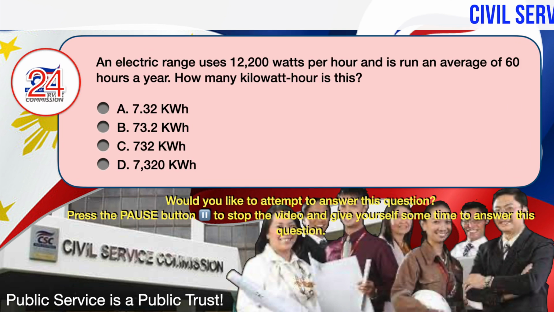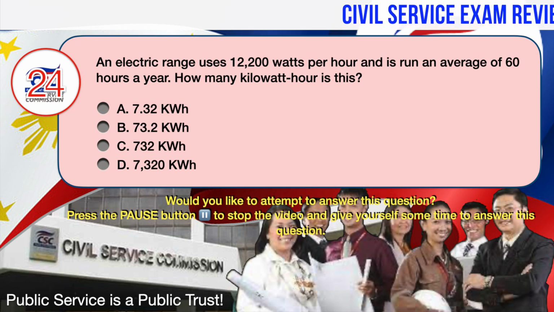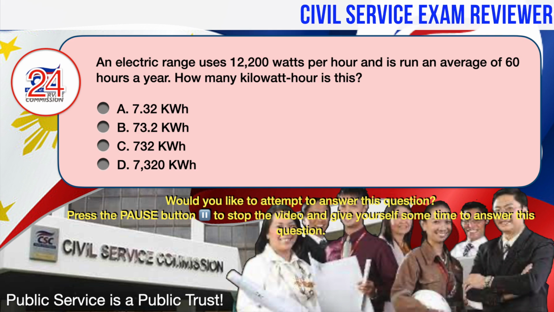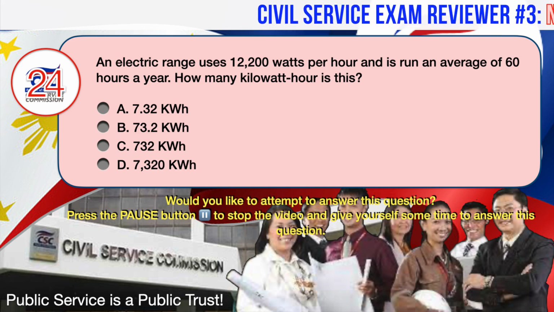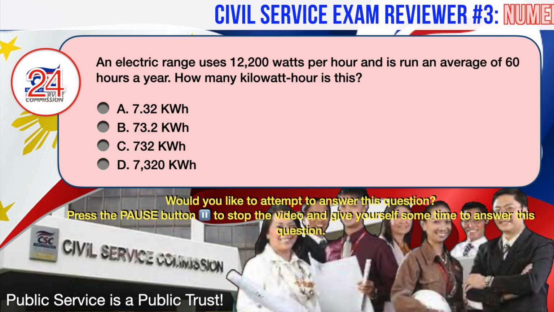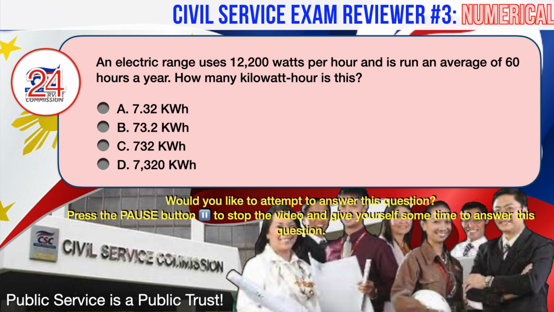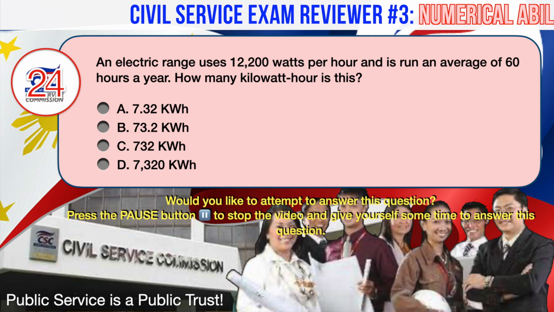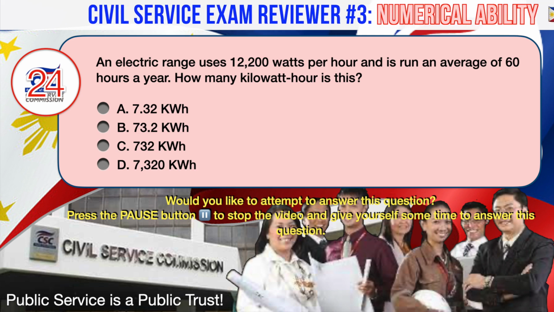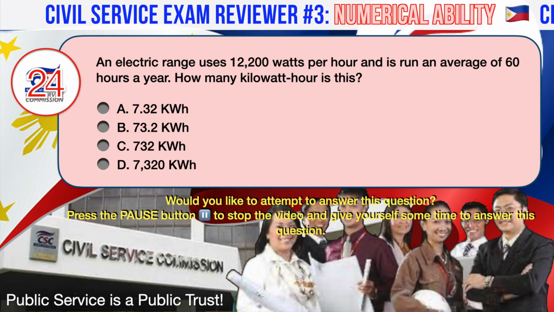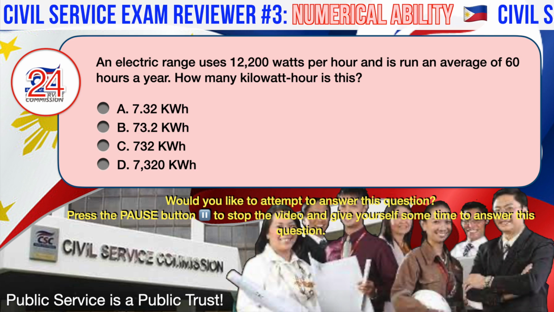Question number 24. An electric range uses 12,200 watts per hour and is run an average of 60 hours a year. How many kilowatt hours is this? A. 7.32 kilowatt hours. B. 73.2 kilowatt hours. C. 732 kilowatt hours. D. 7,320 kilowatt hours.